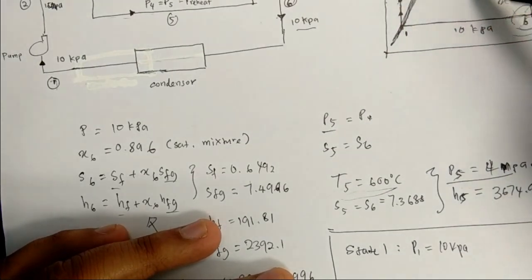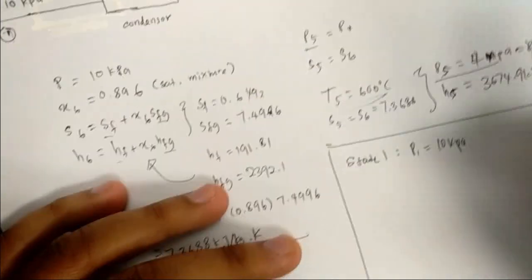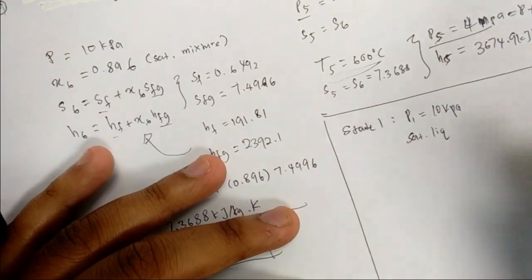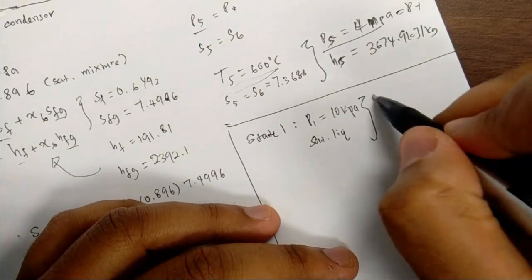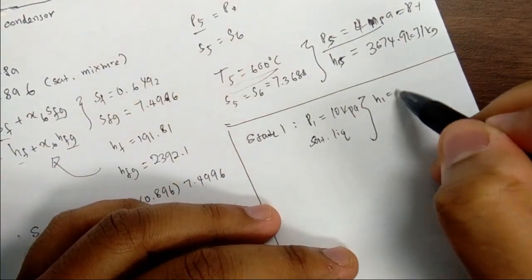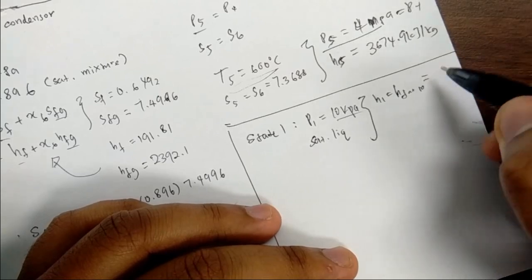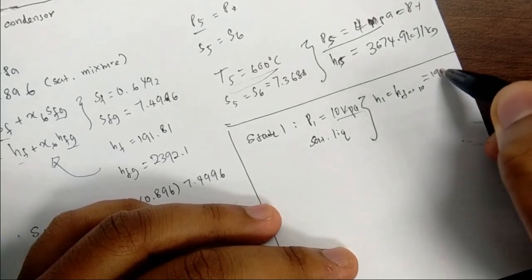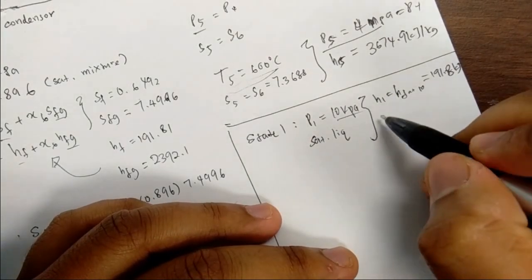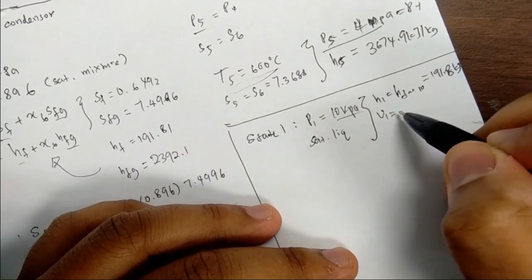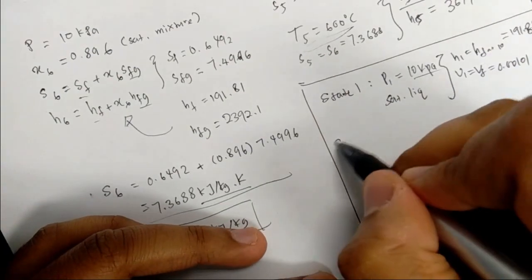This is liquid, this is vapor, and this is gas, remember? So this line is the saturated liquid. So refer to table A5, which is the saturated liquid table, and find H1 or HF at 10 kilopascal. So you will get H1 equal to 191.88 kilojoule per kilogram. And then find also the specific volume, V1 equals Vf, which equals 0.00101.